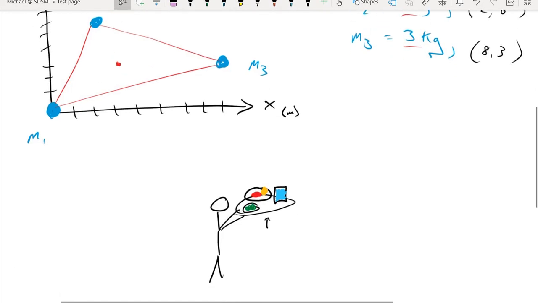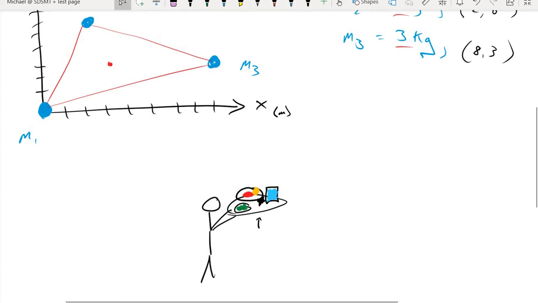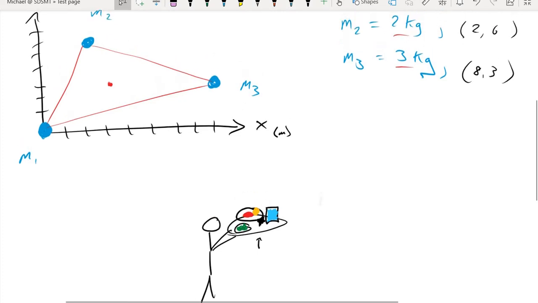And so if you wanted to carry this tray out and not spill anything, you would probably have to place your hand closer to the water and plate. Otherwise, it's going to tip over and you're going to spill everything.